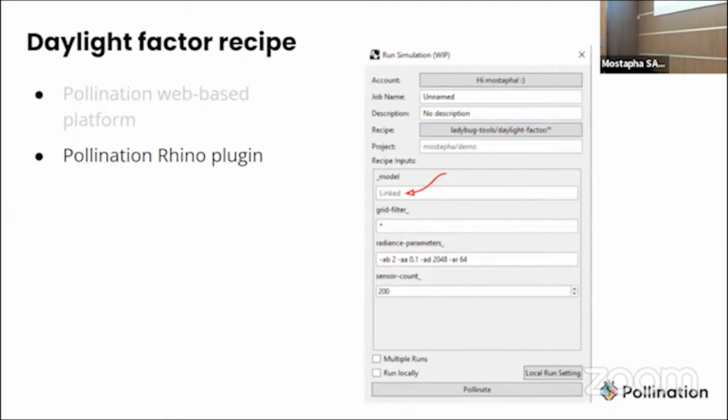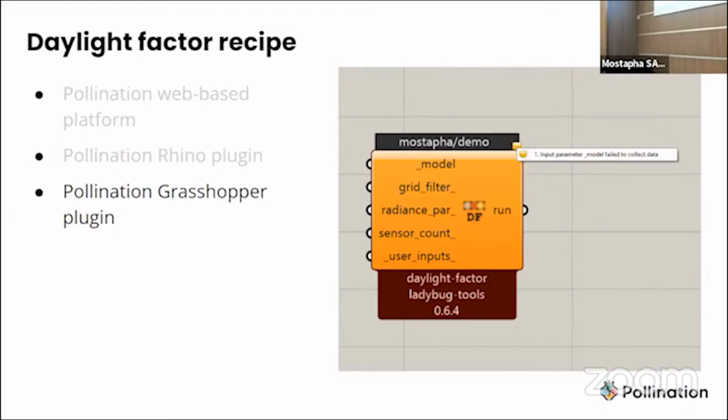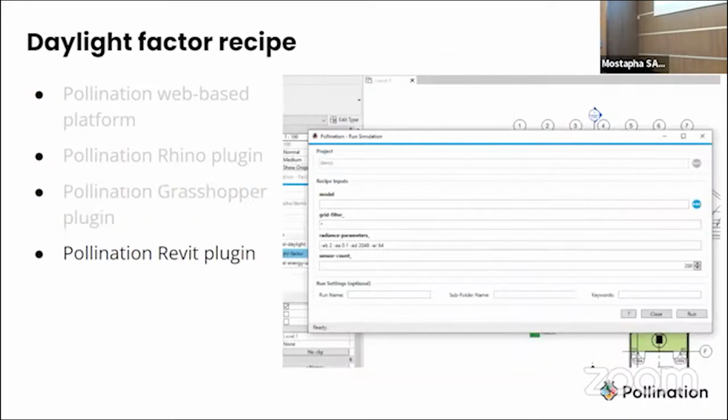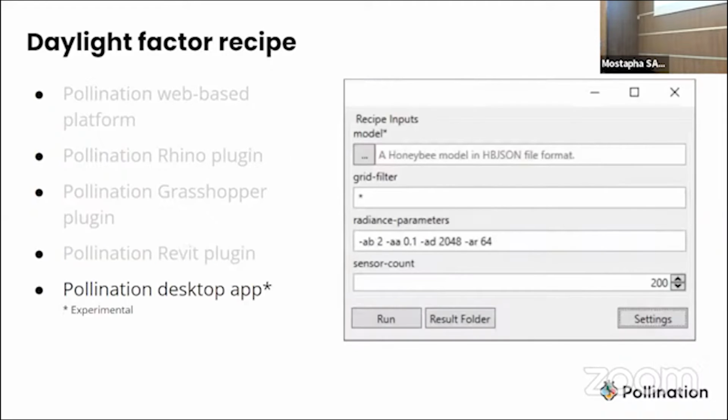If you go inside Rhino, this is the same exact recipe. It shows up in Rhino. The module is linked, and all the inputs are the same. This is how it looks inside Grasshopper, so it looks like a Grasshopper component. This is how it looks inside Revit, so it's a menu inside Revit, which is linked to your Revit module. And this is how it looks when you run it from desktop.